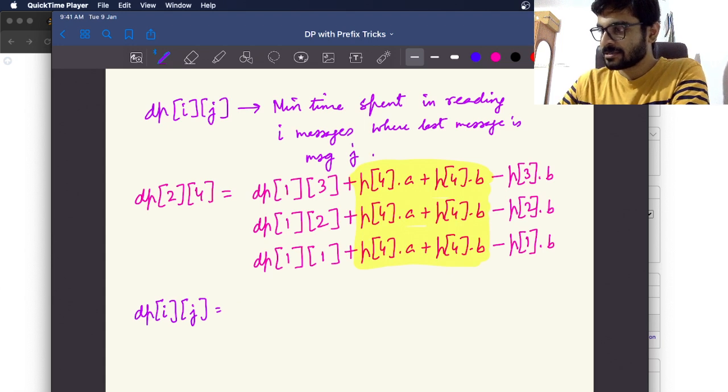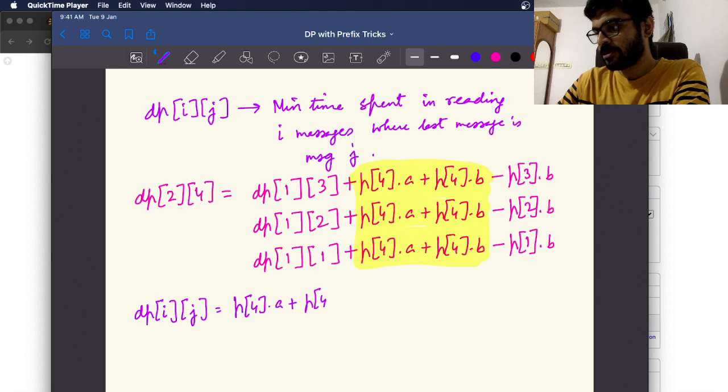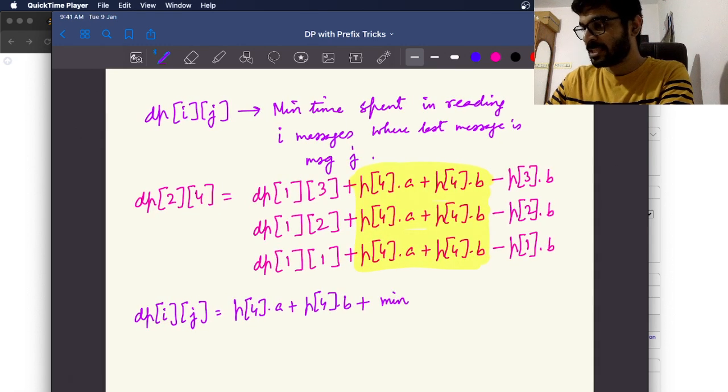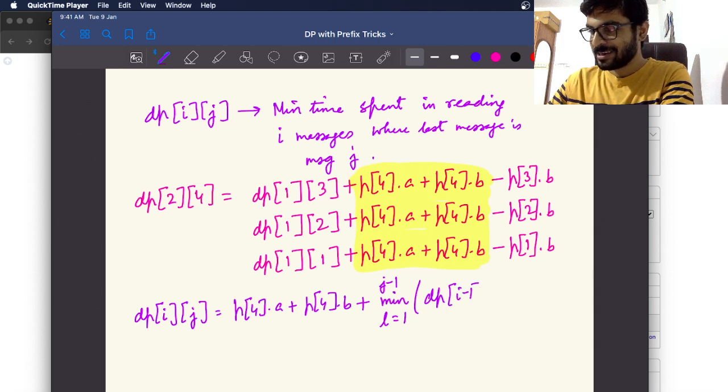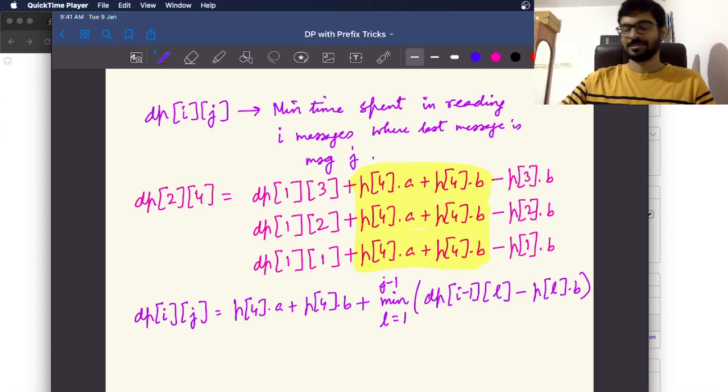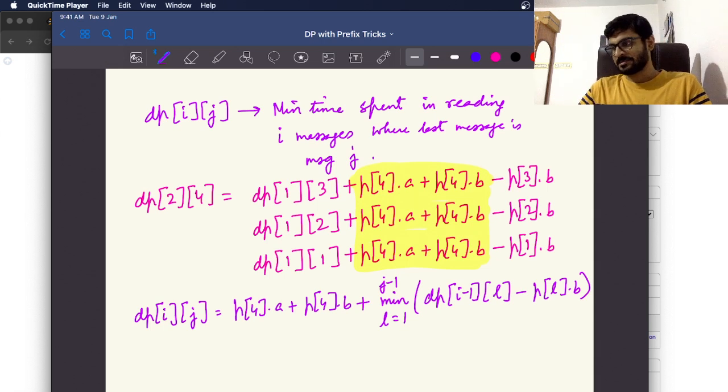P4 dot A plus P4 dot B, plus the minimum of l going from 1 to j minus 1 of dp of i minus 1, up to l, exactly ending at l, what is the best, minus P of l dot B. This is the final answer.